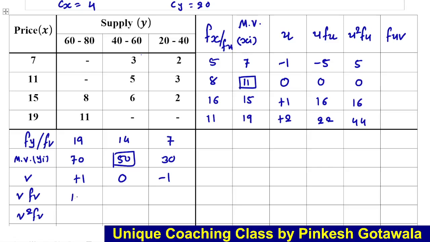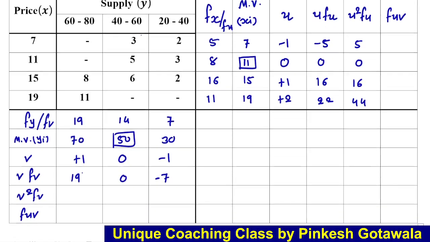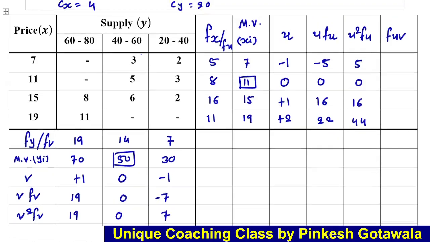So 19 into plus 1 is 19, here 0, here minus 7. Next column, V square FV: 19 into 1, 19, 0, and here plus 7. Now the last one, FUV. So we know very well. So let's start. First of all, this side. Oh, sorry. Now I will give some basic idea.